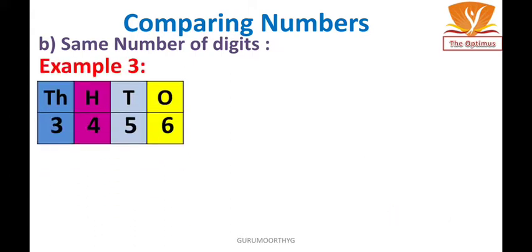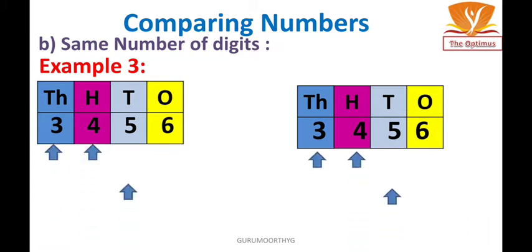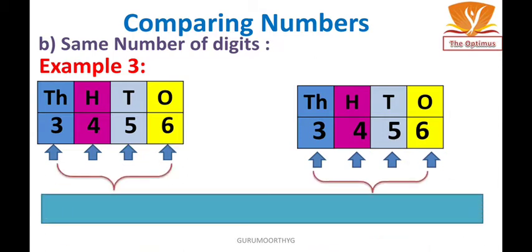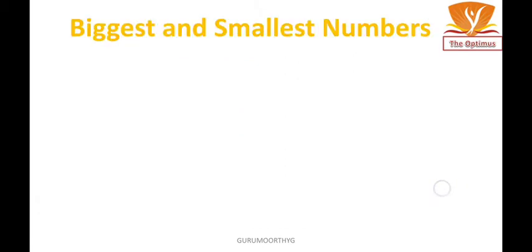Example 3. First number is 3456: 3 in thousands place, 4 in hundreds place, 5 in tens place, 6 in ones place. Second number 3456: 3 in thousands place, 4 in hundreds place, 5 in tens place, 6 in ones place. Here also we compare the thousands place, after that the hundreds place, after that the tens place, after that the ones place. All the place values are equal in these numbers. So both numbers are equal. We use the equal symbol.